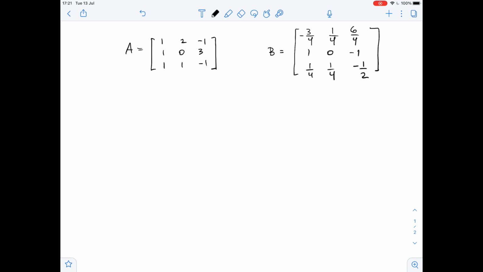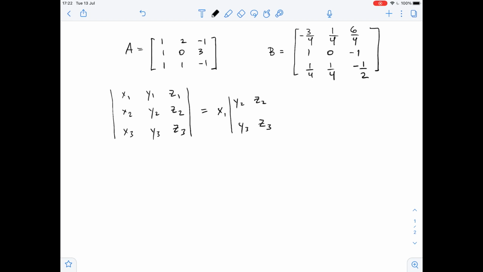Let's review the formula of this expansion. So basically, if you have a matrix x1, y1, z1, x2, y2, z2, x3, y3, z3, the determinant of this matrix equals x1, the first entry of the first row, times the determinant of y2, z2, y3, z3, minus y1, the second entry of the first row, times the determinant of x2, z2, x3, z3, plus z1, the third entry of the first row, times the determinant of the x2, y2, x3, y3 matrix.